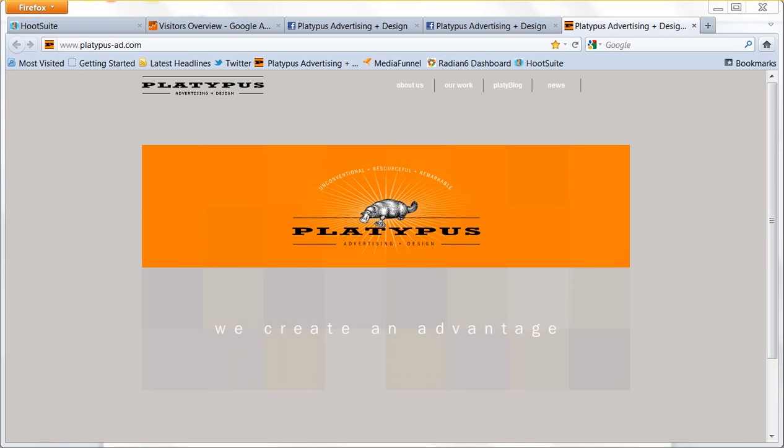I'm going to take a look at how Platypus tracks what its audience is doing online and some of the conversation, and show you some of the tools that's used to help track or measure some of the things that we consider important for this particular client.